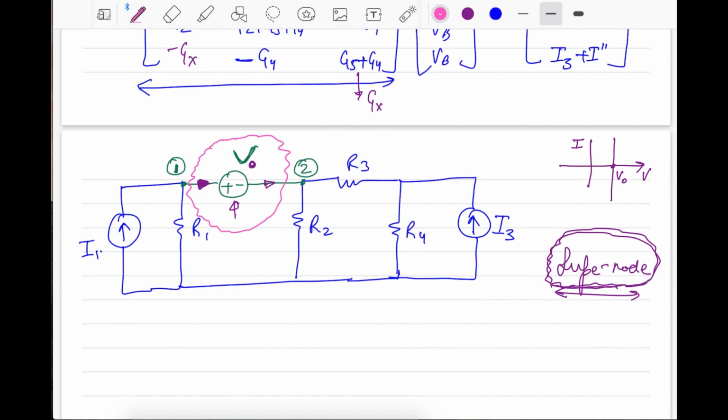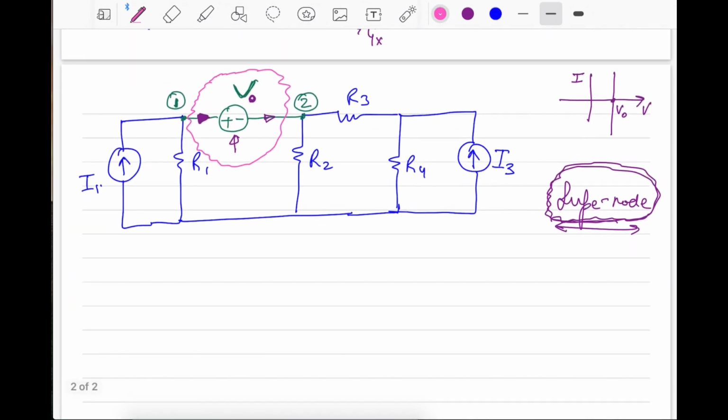So I made this as a Gaussian surface. Now what I will do is assume this Gaussian surface as a single node. So these nodes 1 and 2, though they are different and separated by a voltage source, implicitly in my mind I will assume that these two nodes are a single node, and that single node is a Gaussian node, this one.